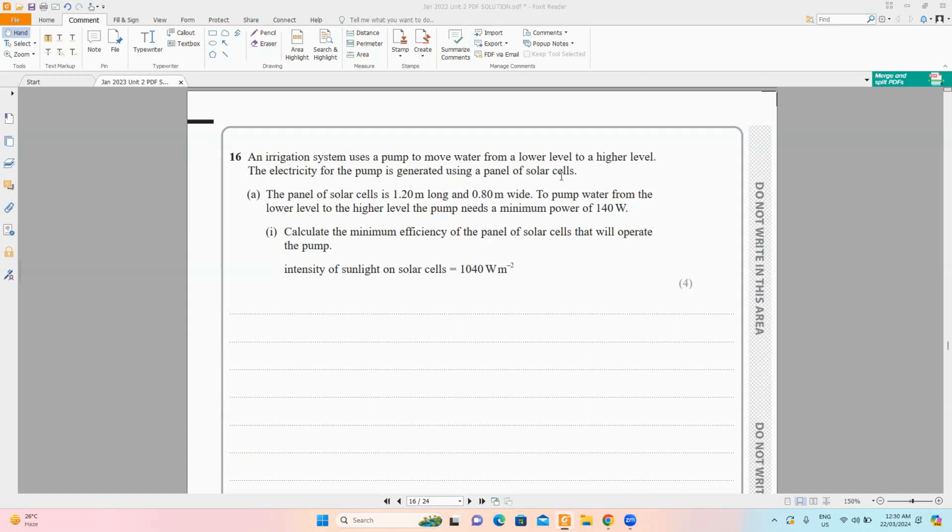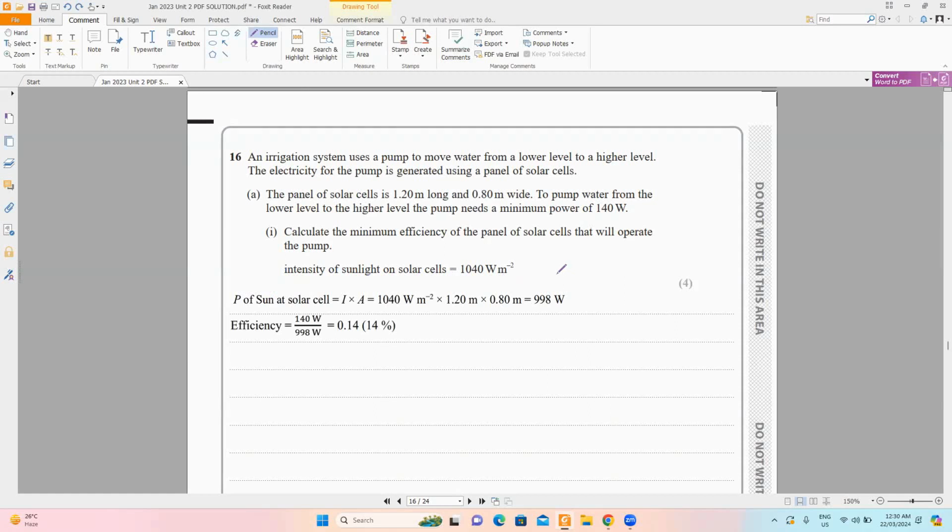So the very first step is to find out the power of the sun at the solar cell. Intensity equals power by area. So power equals intensity into area. But guys, one more time, the power that you have calculated over here is actually in the form of light.